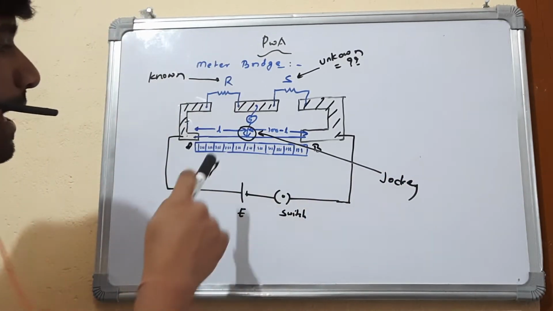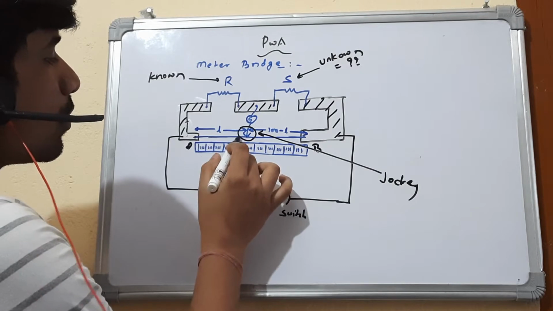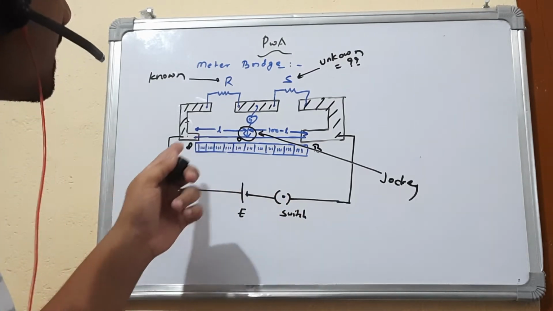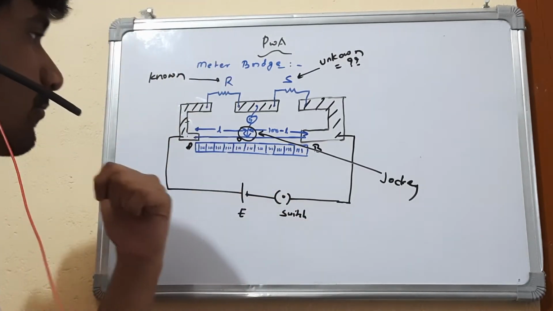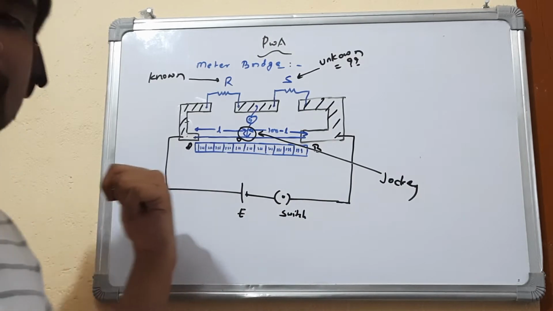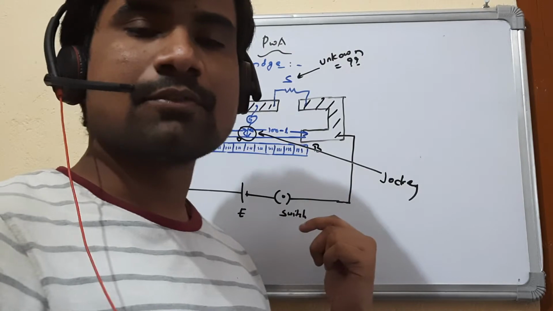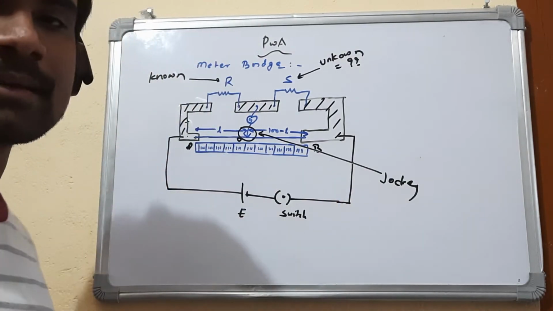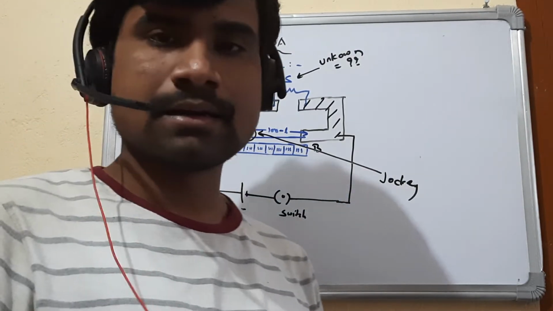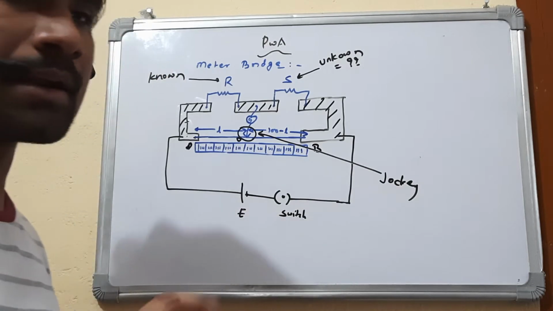If it is balanced, we can apply the equation which we derived in the Wheatstone bridge. Let's say the balance point comes at O, and this O is at a distance L from the A end, the left end. If it is at a distance L from A, it will be at a distance 100 minus L from B, because the net length is 100 cm, correct?